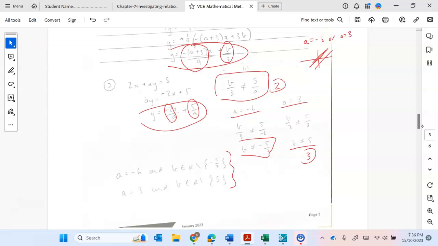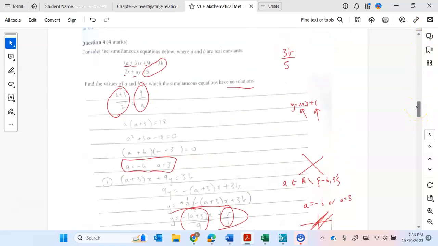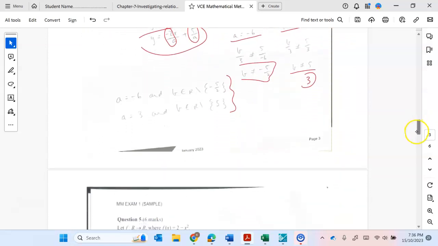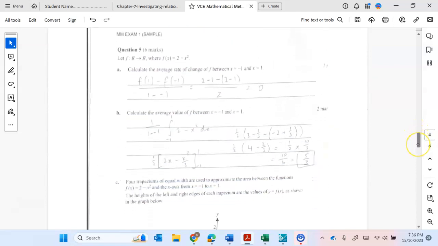But yeah, this is a tricky question. Putting it in the form y equals mx plus c was required, whereas if the constants above had an a in them, that would make it a little bit easier. All right, moving on to question 5.